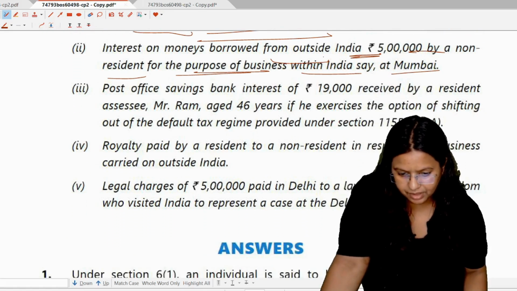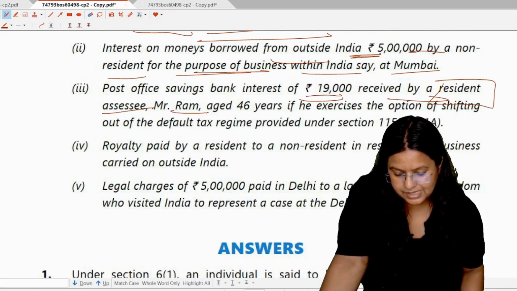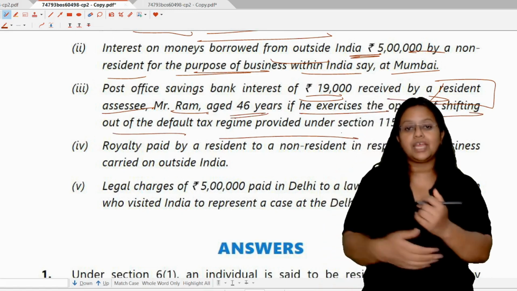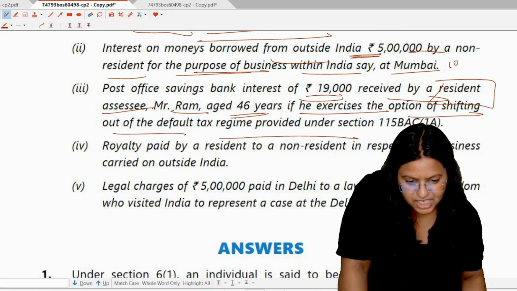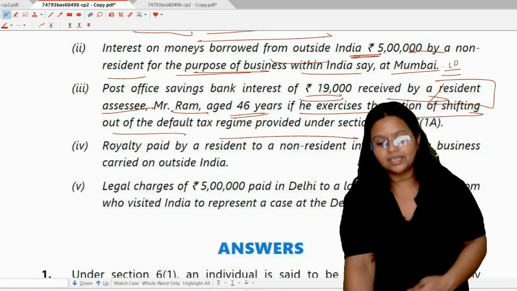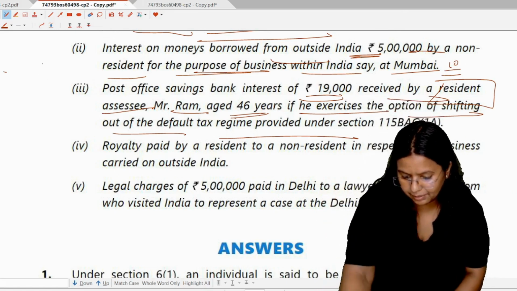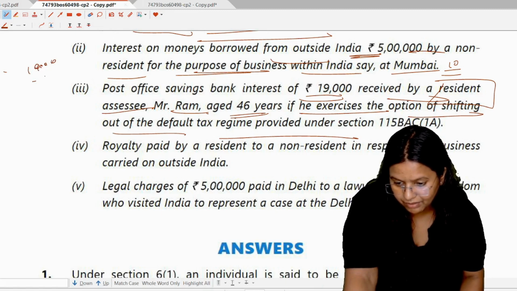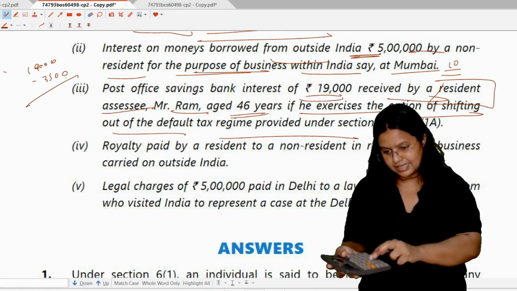Point number 3. Post office savings bank interest of 19,000 received by a resident assessee. He is a resident assessee, Mr. Ram, age 46 years. If he exercises the option of shifting out of the default tax regime, it means he is exercising the option of the old regime. So he can claim many deductions here. First of all, as per section 10, if a person is getting income from post office savings bank interest, he will get an exempted amount, a deduction of 3,500 rupees. So 19,000 minus 3,500 as per section 10.